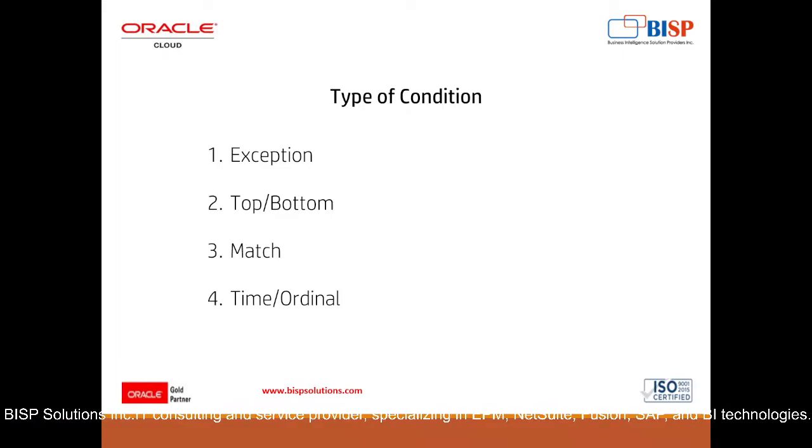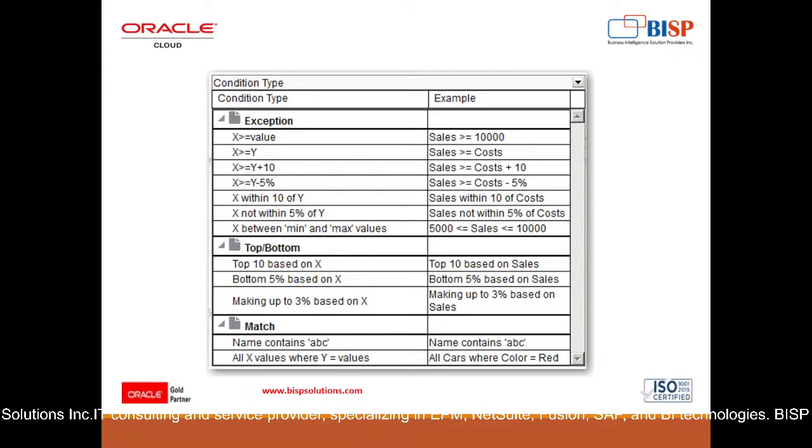So these are the condition types. Exception is there, top, bottom, match, and if there is time, it will be available, time and ordinal. Here you can see X, which says sales, it is a column, and then you provide a value. So these are the condition exceptions.